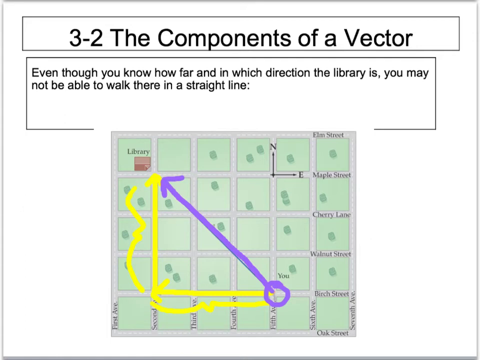So what you're going to learn today is how I would take the numbers for each of these 2 vectors and put them together, even if they don't form a right triangle. So you're going to learn how to do this even when it's not a right triangle.